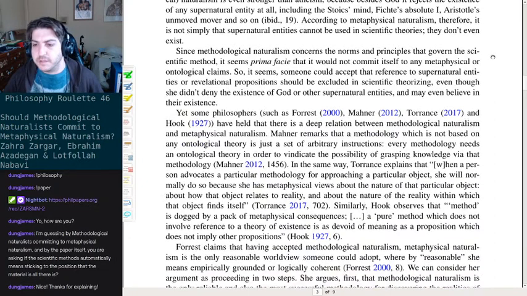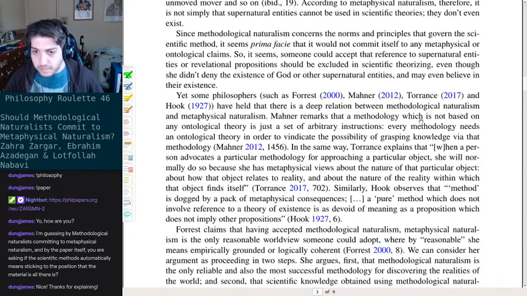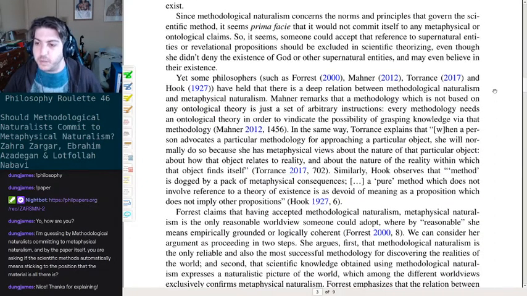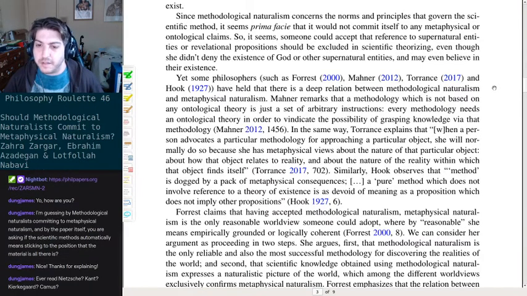Yet some philosophers, such as these people, have held that there is a deep relation between methodological naturalism and metaphysical naturalism. Mahner remarks that a methodology which is not based on any ontological theory is just a set of arbitrary instructions. Every methodology needs an ontological theory in order to vindicate the possibility of grasping knowledge via that methodology.